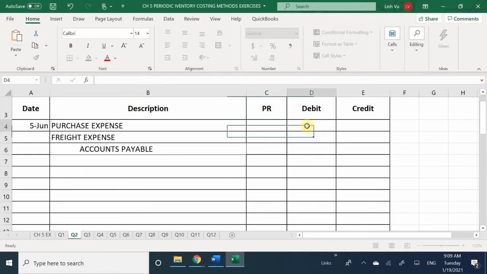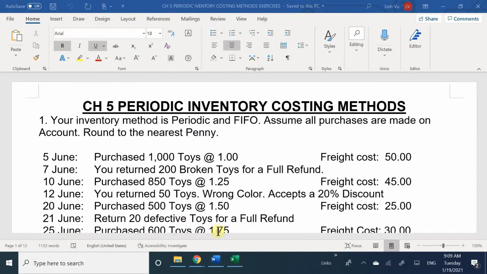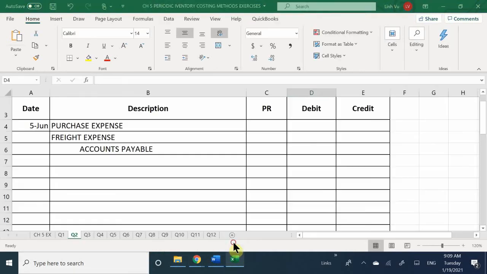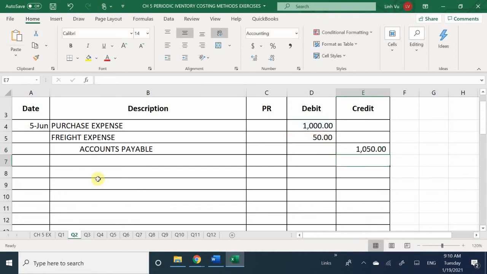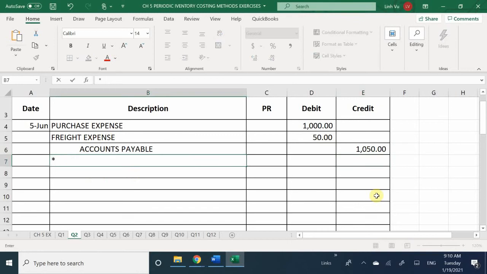So again, with the information that we just received, how much is my purchase expense going to be? $1,000. Good. 1,000 times 1 gets you your $1,000. And how much was freight? $50. Bringing us to a grand total of how much? $1,050. I'm going to make a little note here so we know what this is.